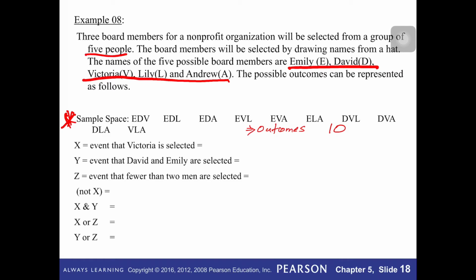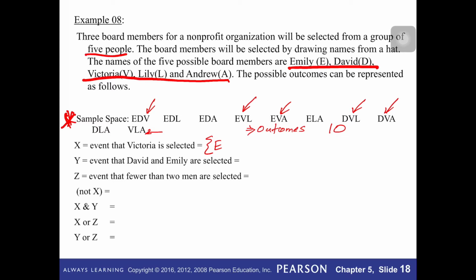X, define event that Victoria is selected. Okay, event that Victoria is selected. So Victoria is selected, Victoria means V. So which outcomes include Victoria? This one, this one, this one, this one, and this one as well. So what are those?